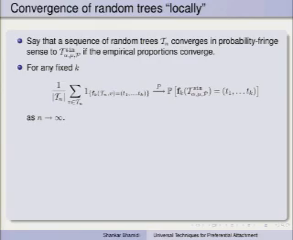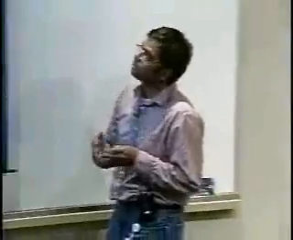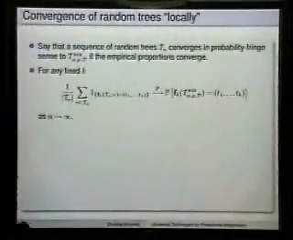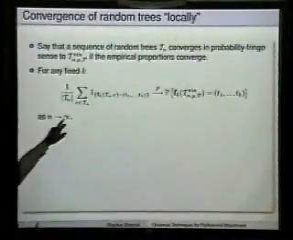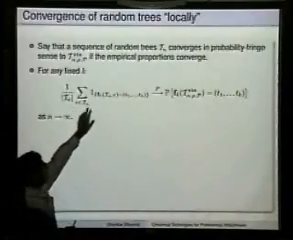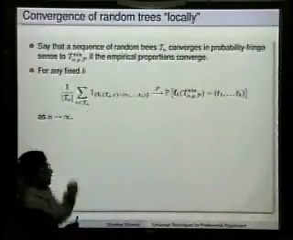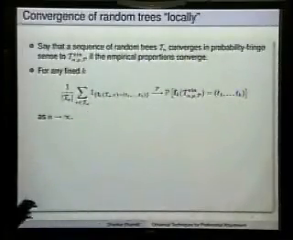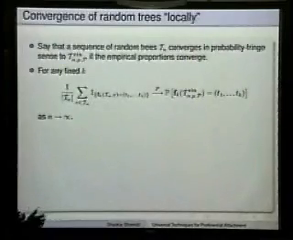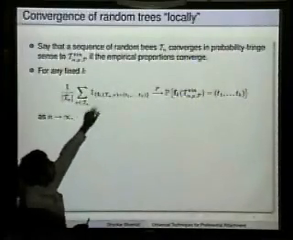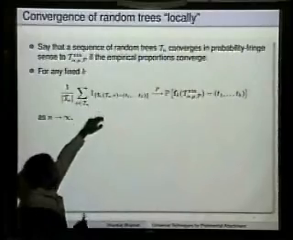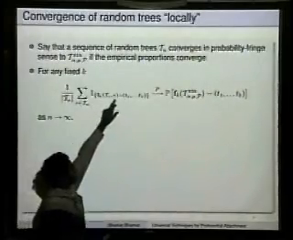So you're given a sequence of random trees which is increasing. You say that this converges in fringe sense if the empirical proportions converge. So what does that mean? Fix a particular k. So k is the distance from a vertex that you're interested in. So fix a particular k, and you count the number of vertices.